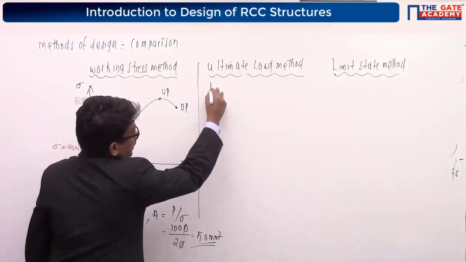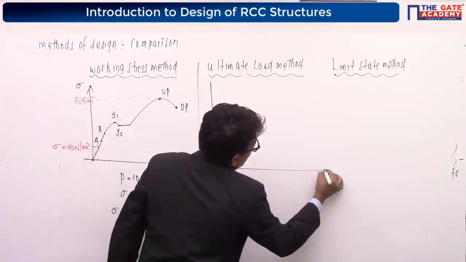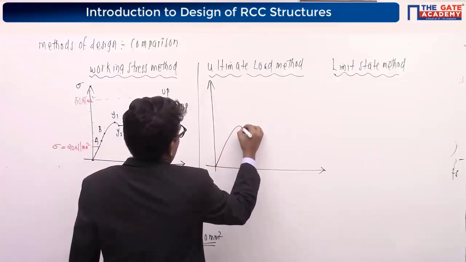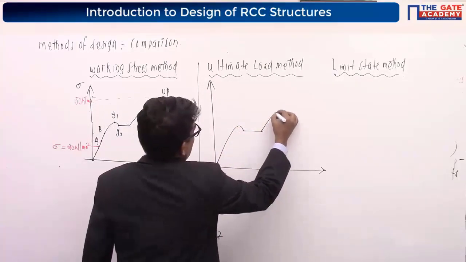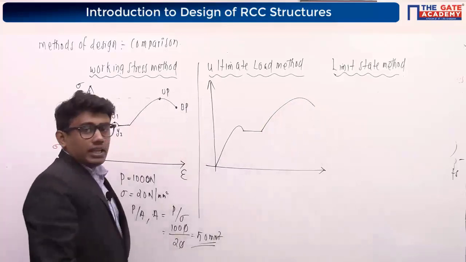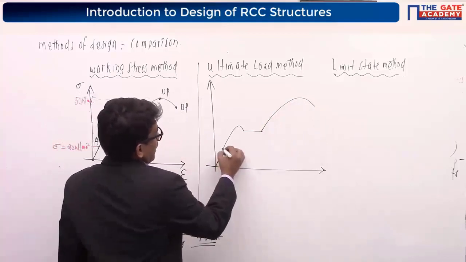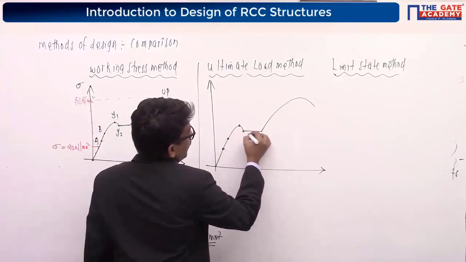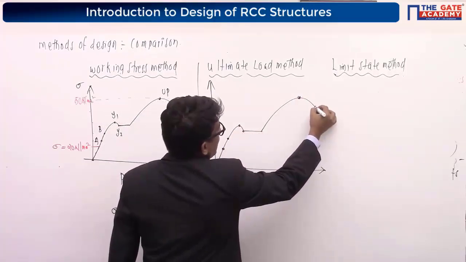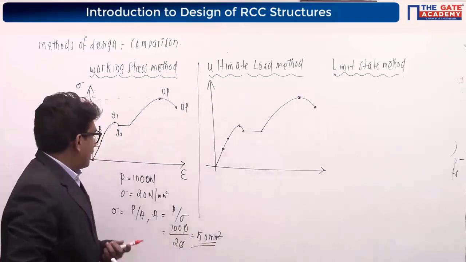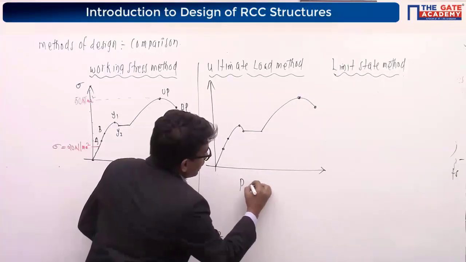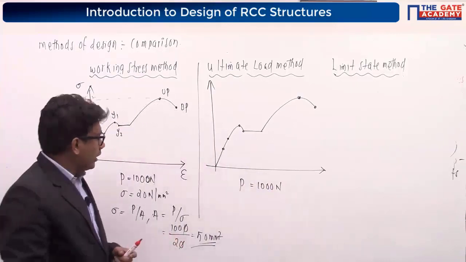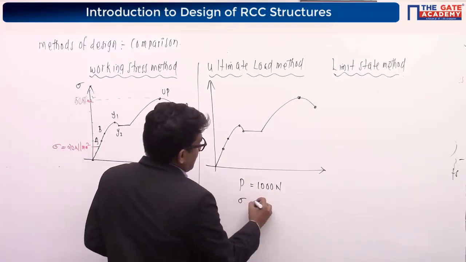See, in ultimate load method, if I consider the same material and the same stress strain curve, the stress strain curve will also be same. So this is our elastic limit, this is our proportional limit, elastic limit, upper yield point, lower yield point, plastic region, ultimate load, and our breaking point. I need to carry the same load here, that is 1000 Newton.